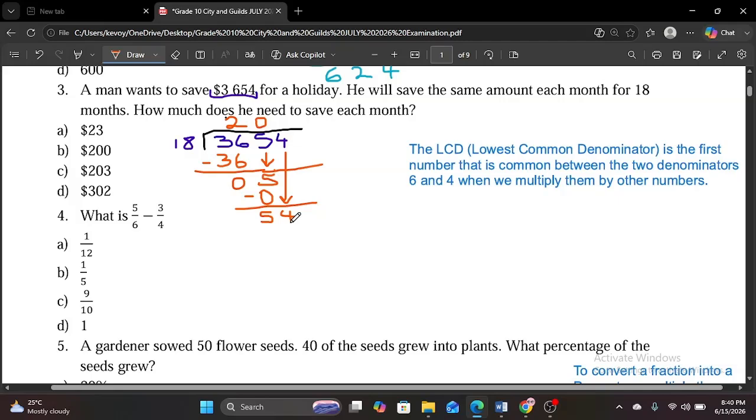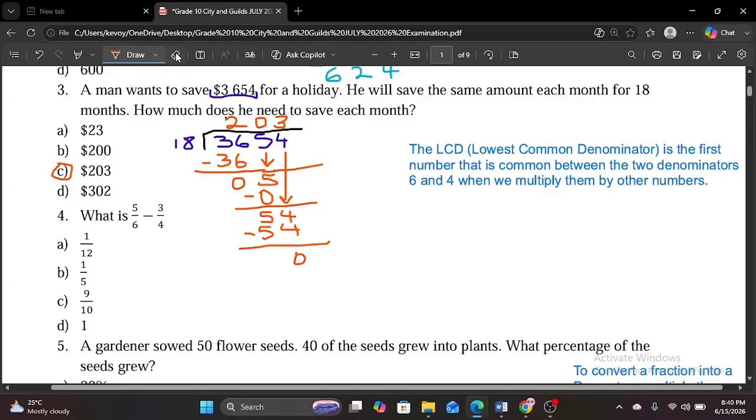And then after we bring down, we're just going to divide again. So repeat the steps. So that 54, if we divide by 18, that's going to be equal to 3. So how many times 18 can go into 54? 3 times. 3 times 18, that's going to be equal to 54. After you multiply, you subtract. And when we subtract, we'll have nothing remaining. So our answer is going to be equal to C. So that's going to be our answer, if we divide 3,654 by 18.